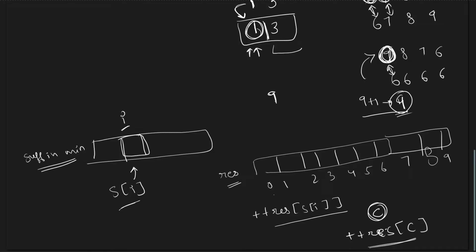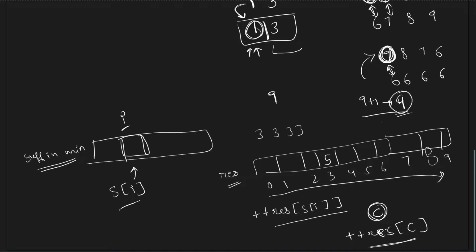So at the end, what I can do is traverse all the values from 0 to 9, and I'll just print the number of elements present at that index. For example, if at index 3 there were 5 elements, I'll print 3 five times. So why am I doing this?